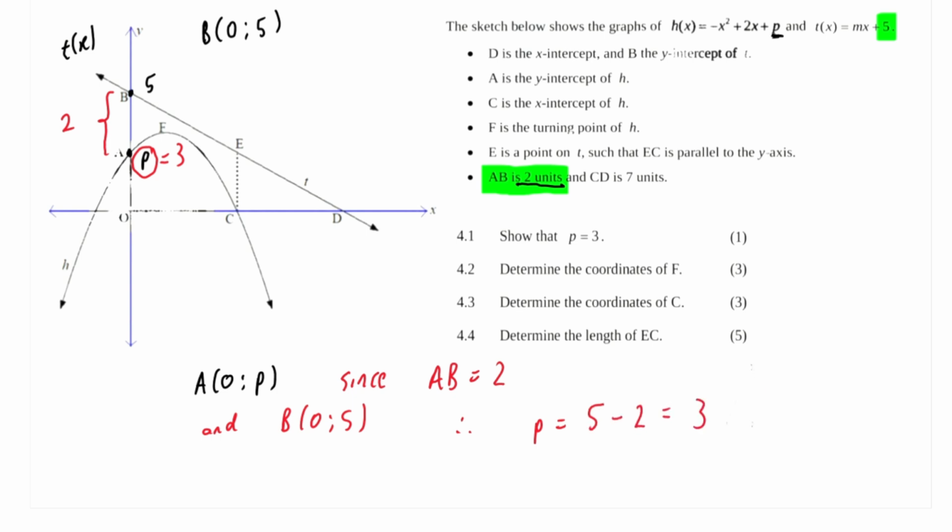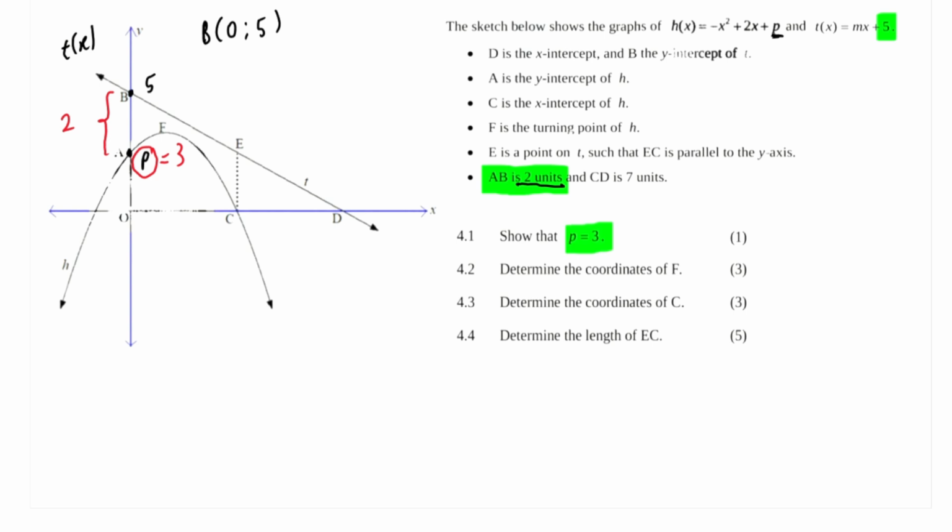We can continue with the next question. Just a key note, even if you could not do question 4.1, you should still continue with 4.2 assuming p is equal to 3. So if you are unable to do 4.1, you can still get the coordinates of F, which is the turning point. So we can assume that we found p is equal to 3. So we can say h of x is minus x squared plus 2x plus 3.